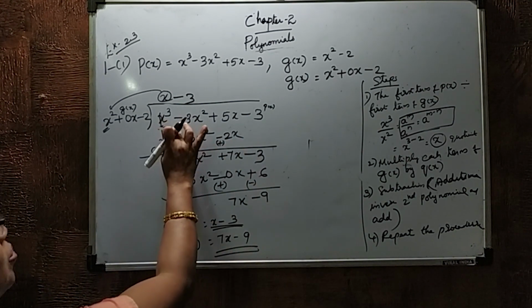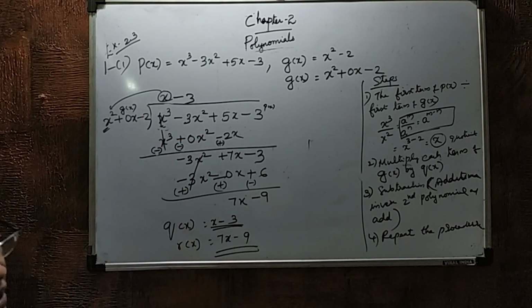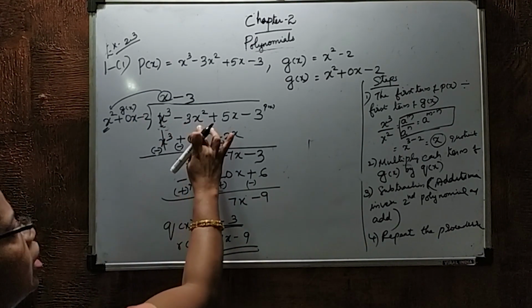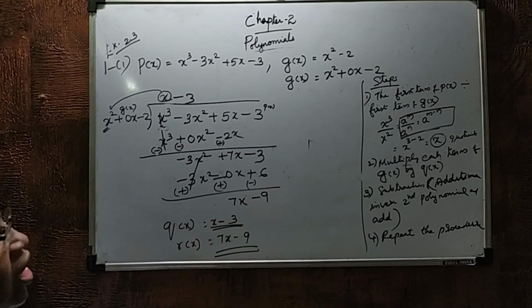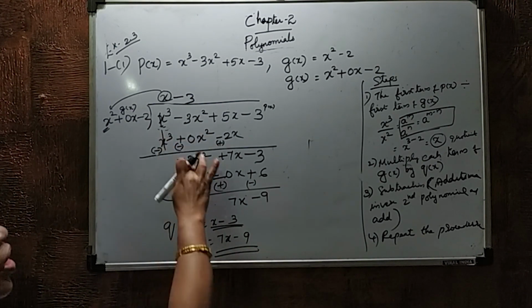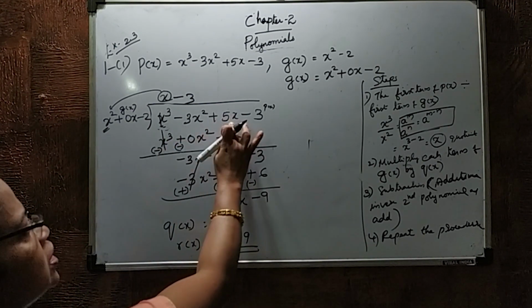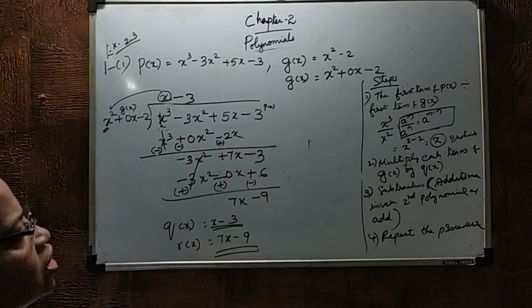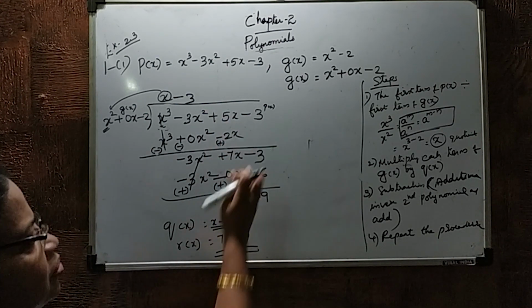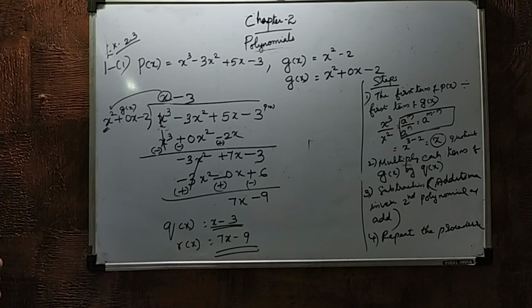So x cube plus minus x cube cancelled. Minus 3x square plus minus 0x square. Already 0 has no value, so minus 3x square. Then plus 5x plus 2x, plus 7x. And then last we have to take minus 3. Each term we have to write.